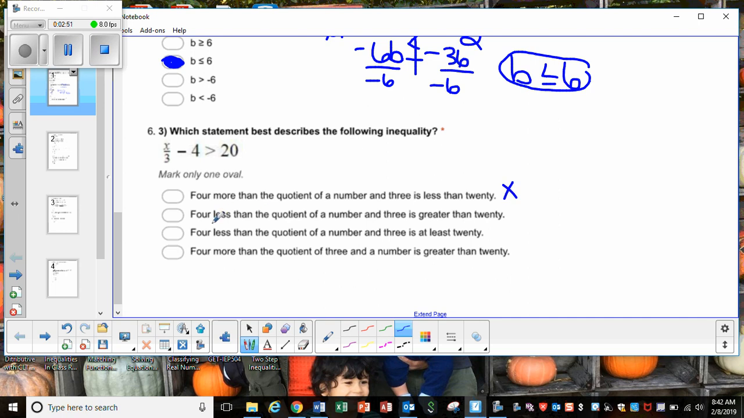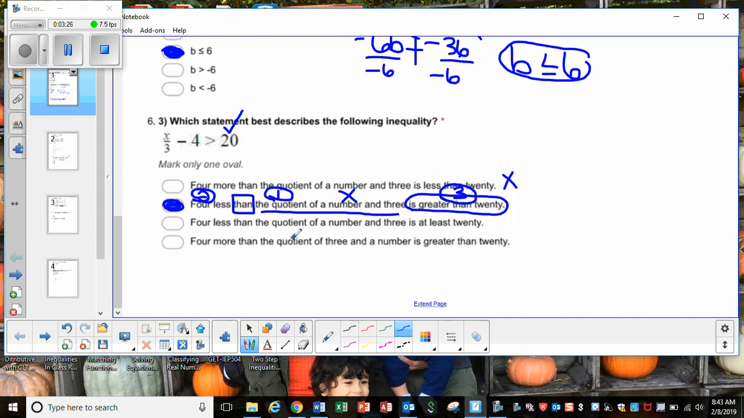This next one says 4 less than the quotient of a number n and 3 is greater than 20. So this one's correct. Again, the reason why this one's correct is because if I box the than, and if I circle the is greater than 20, I do have is greater than 20. The part after than comes first. Quotient means division. A number here is x. So we're taking x, we're dividing it by 3. Second would be the 4 less. And then is greater than 20 goes at the end. So the second option there.